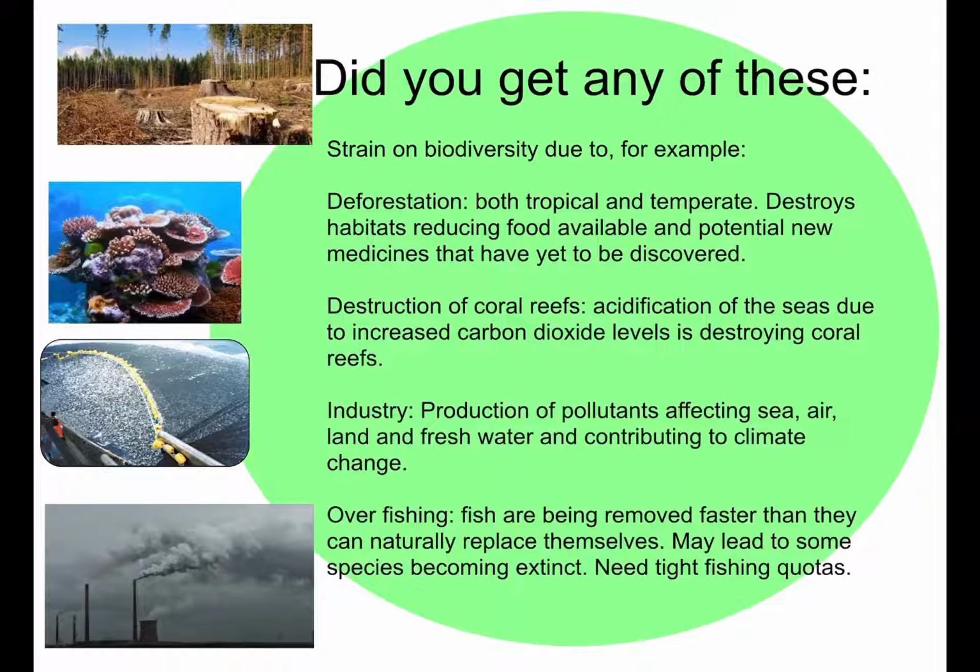Industry: production of pollutants affecting the sea, the air, the land. If we're using a lot of fossil fuels, we're producing a lot of carbon dioxide, which is going up into the atmosphere, causing global warming, which causes problems, but also causing pollution. And overfishing. If we remove fish from the sea too quickly, then they can't naturally replace themselves, which means that some species might become extinct.